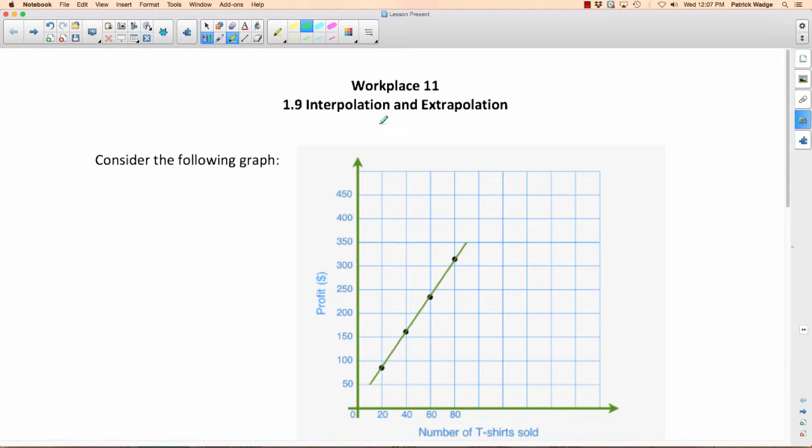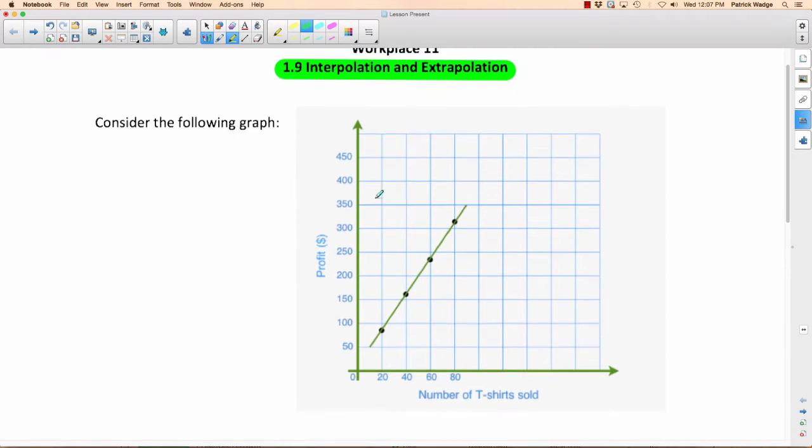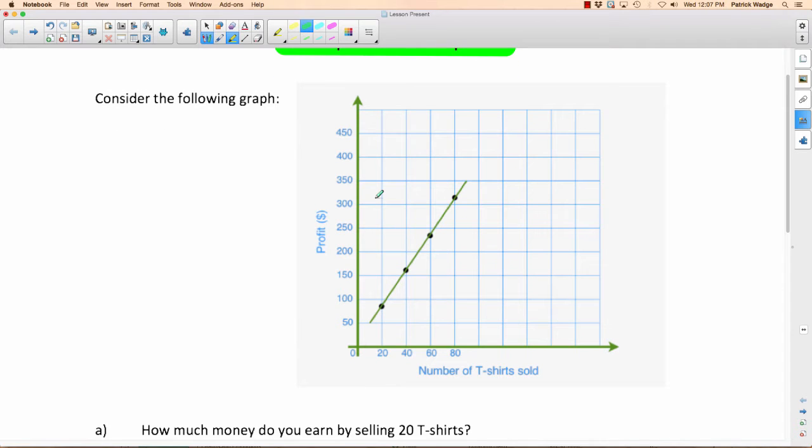Exercise 11. Today we're going to talk about interpolation and extrapolation. So we're going to start with an example. It says, consider the following graph. So pretty basic here. Someone's selling a bunch of t-shirts, and as they sell t-shirts, they make a profit, right? They make money. That's how it works. You sell stuff, you make stuff.